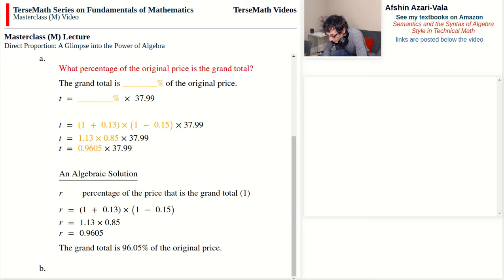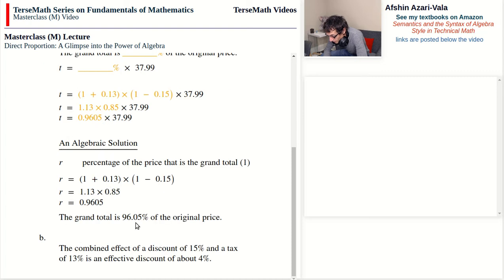Now for part B, is this an effective discount or an effective tax? This would be similar to a discount problem because we are paying less than 100% of the original price. So in the end, the effect of the 13% tax and the 15% discount is to give us something close to 4% discount. Whether it ends up being a tax or discount depends on what you get after you work out your percentages, after you multiply, let's say in this particular problem, 113% and 85%.